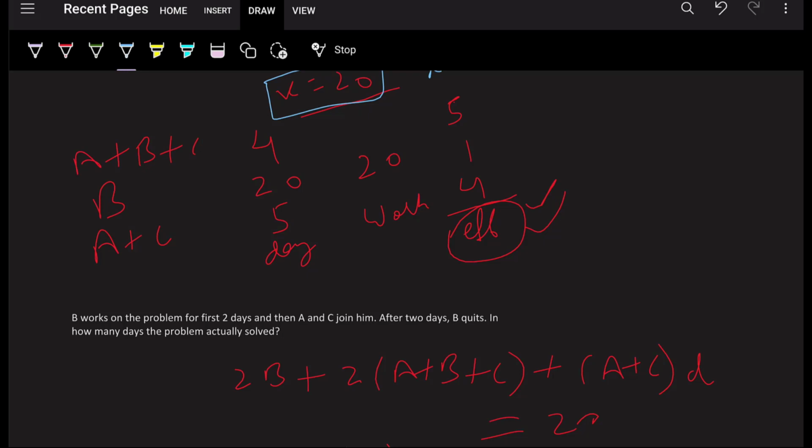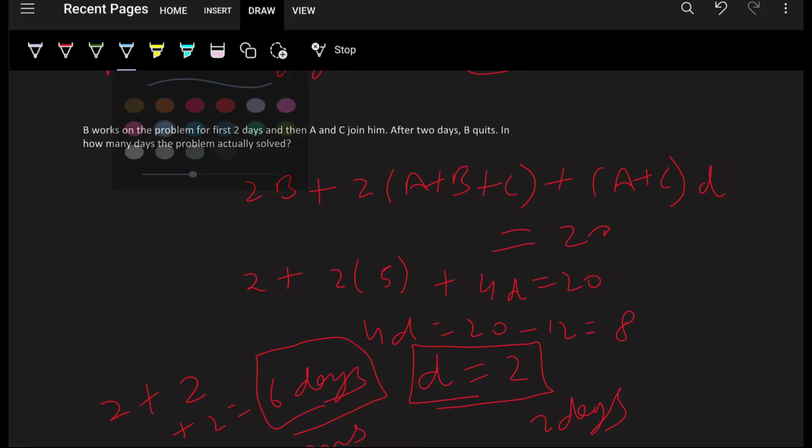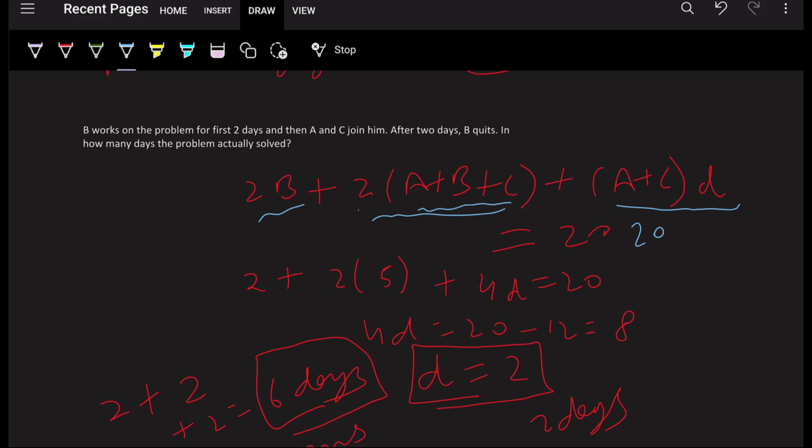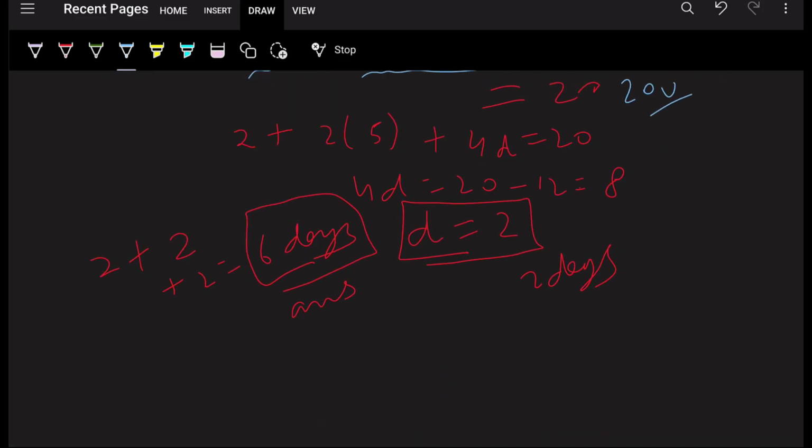A plus B plus C 4 days, B is X, so 20, and A plus C is X minus 15, so 5. Okay, so now work done will be what? LCM of these, same as before, 20. Now efficiency we have calculated. According to the question, B works for 2 days, so 2 times B will be the work done by B in 2 days, and A and C join him after that. So now A plus B plus C will work together for 2 days, then B quits, so A plus C will remain, and they work for D days, let us assume, and the total work is 20 units. Okay, so by solving this equation, we get the value of D as 2.